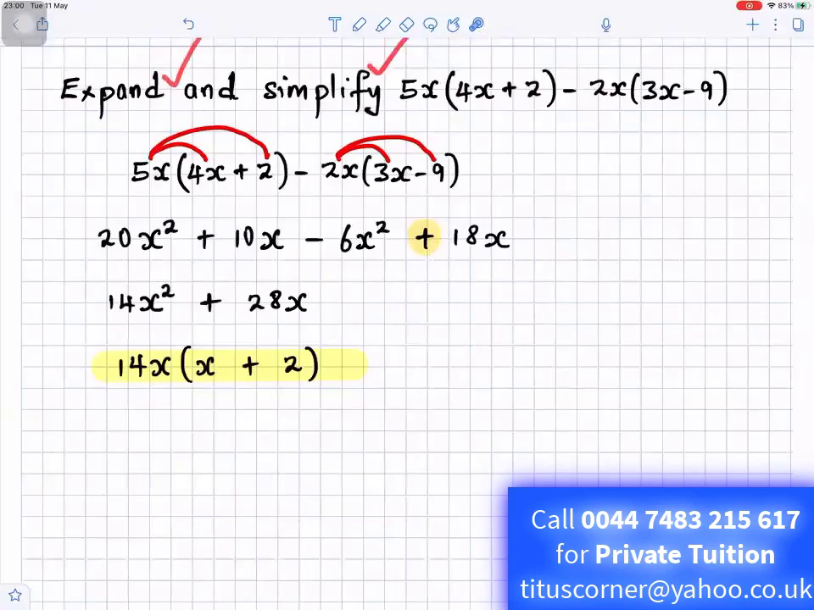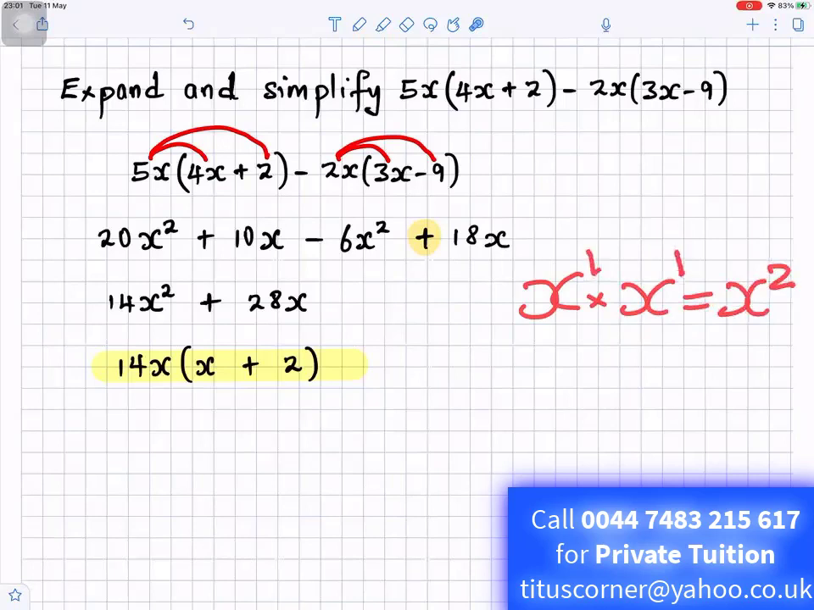Expand and simplify. 5x bracket 4x plus 2 minus 2x bracket 3x minus 9. So you want to remove the bracket. 5x times 4x is 20x squared. 5 times 4 is 20. X times x is x squared, because that's 1 and 1, and 1 plus 1 is 2.